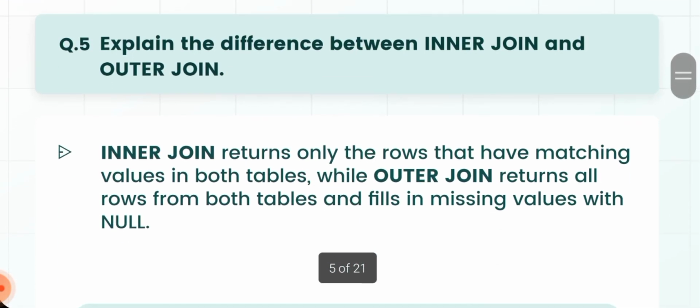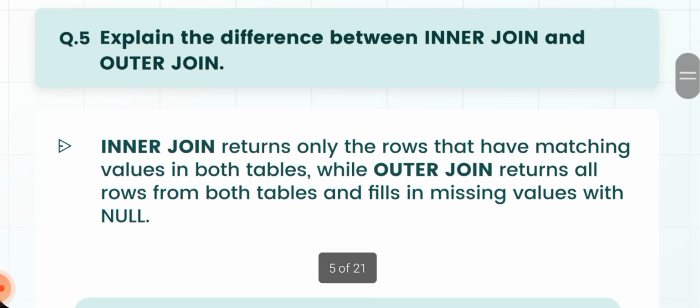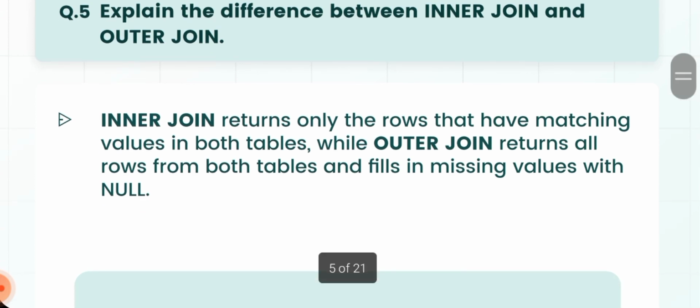Question number 5. Explain the difference between inner join and outer join. This question is asked in every interview. Inner join returns only the rows that have matching values in both tables, while outer join returns all rows from both tables and fills in missing values with null.